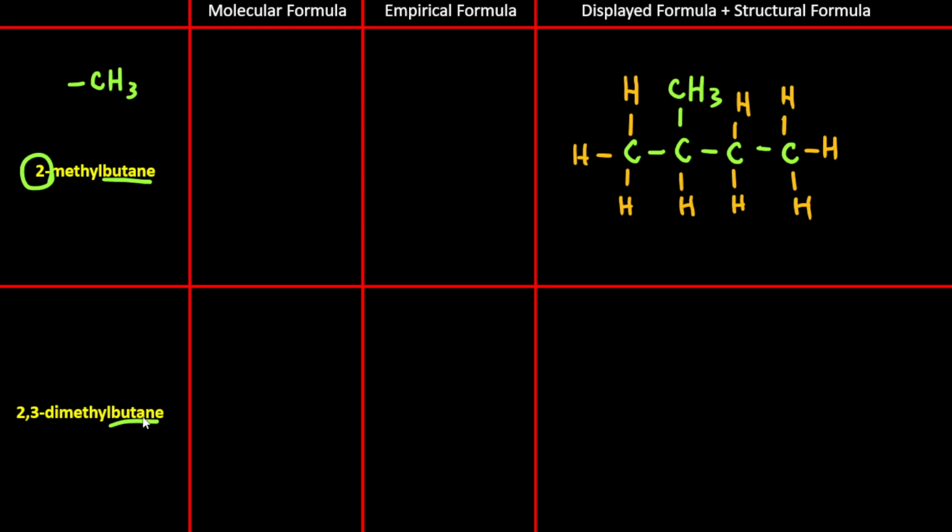So since it's butane, I know there is 1, 2, 3, 4. Now, since I have dimethyl, right? How many methyl groups do I have? I should have 2, right? Okay, because it's called dimethyl. But where are they? They are on the second carbon atom and the third carbon atom. CH3, CH3. The rest, you fill it in as you would normally do, okay?